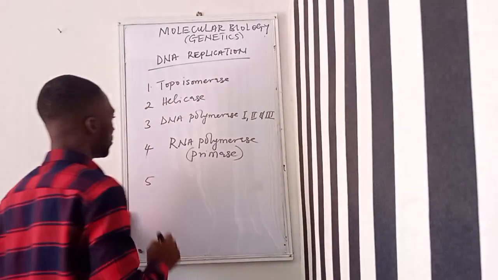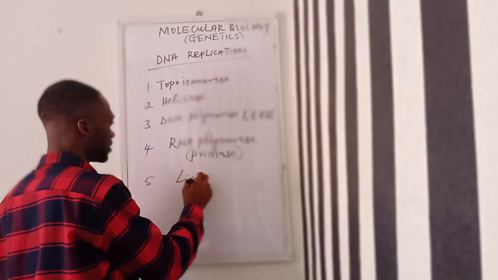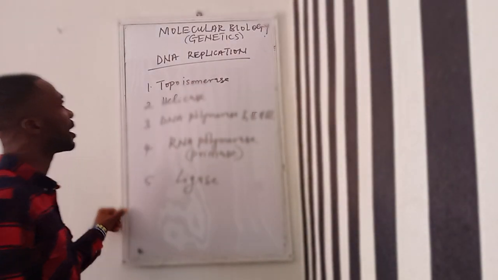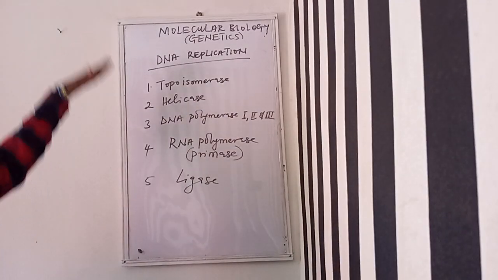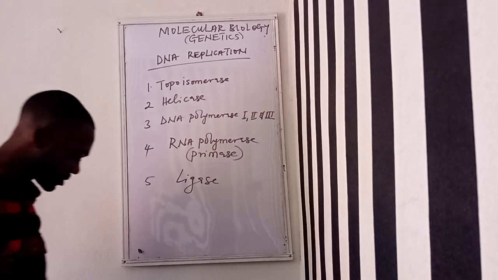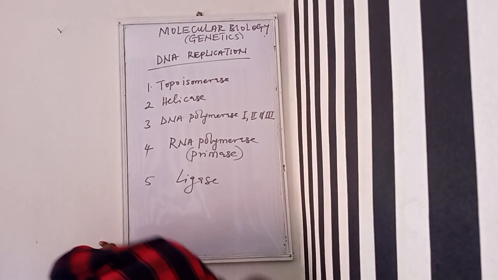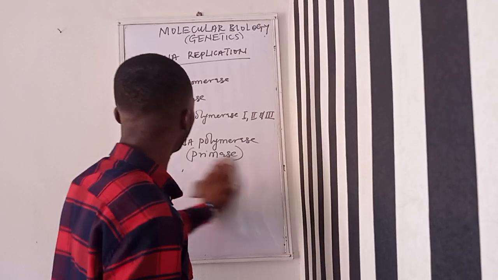Then we'll have the next one, which is called the ligase. So these are the enzymes that are involved in DNA replication. The first one is topoisomerase. Let's talk about topoisomerase. This topoisomerase helps in uncoiling of the DNA.